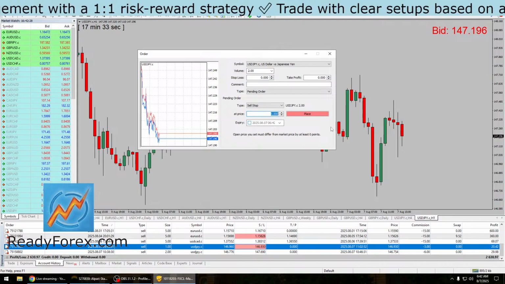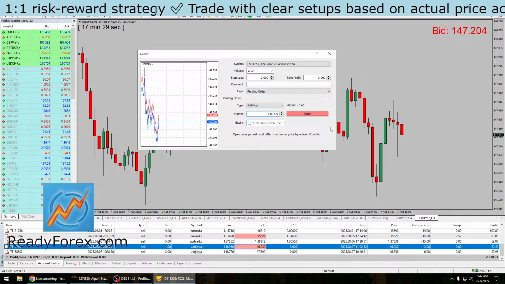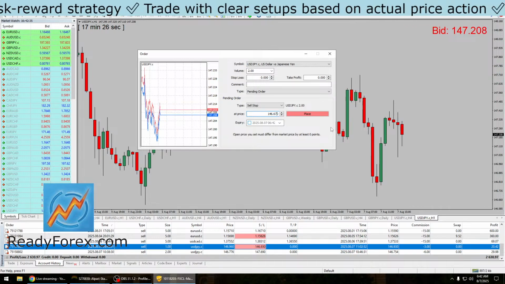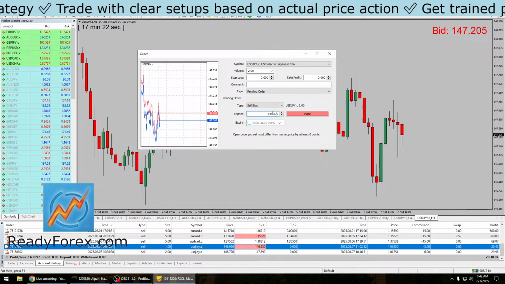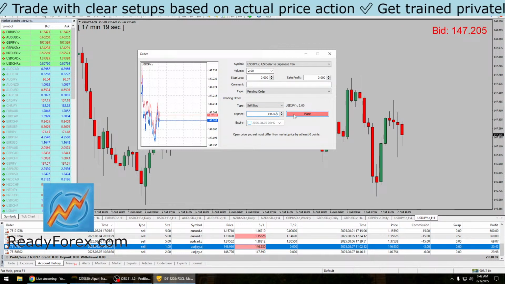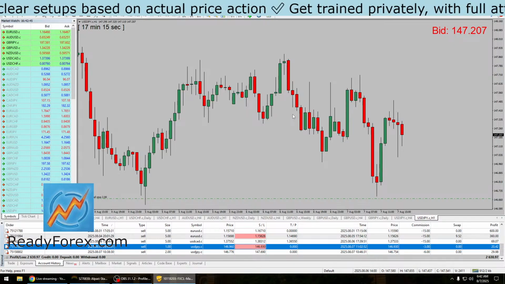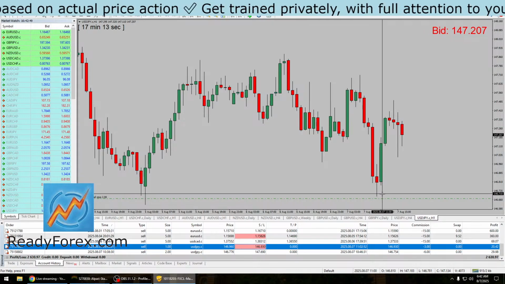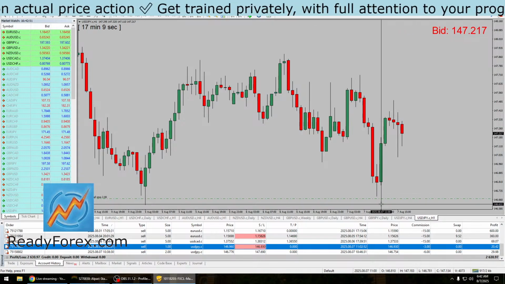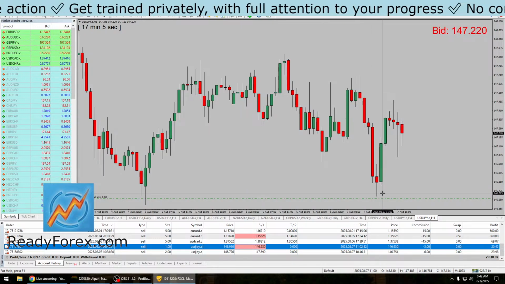So 146.67, this is the level right over here in US dollar versus Japanese yen currency pair. And if price action is going to break below this area, then expect further weakness in price action. Otherwise, wait outside.